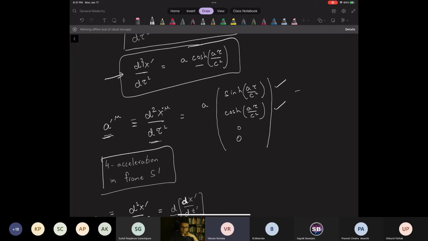And if you like, you can write this in terms of the 0th component being proportional to the time coordinate of the particle, and the x component being proportional to the x coordinate of the particle. So this is what the 4-acceleration looks like.